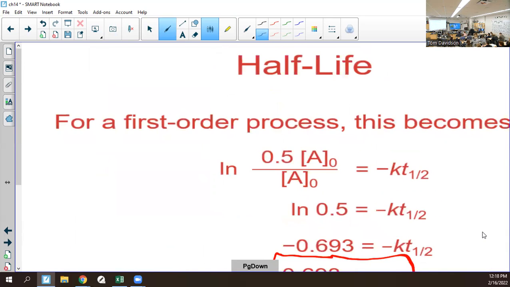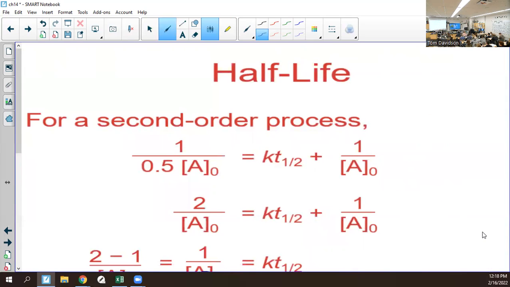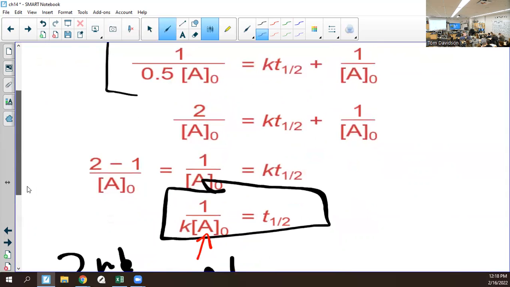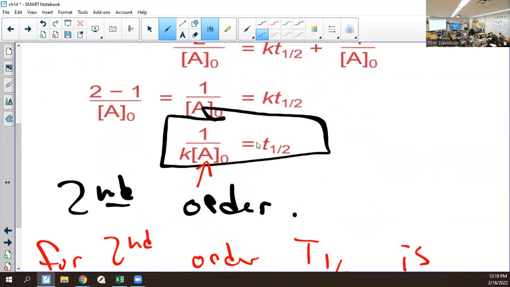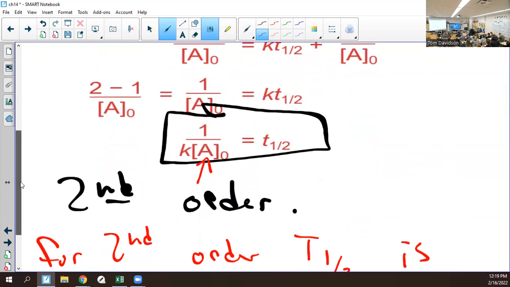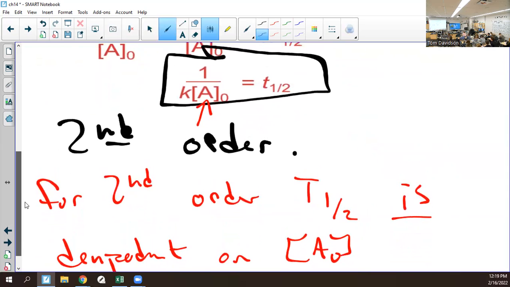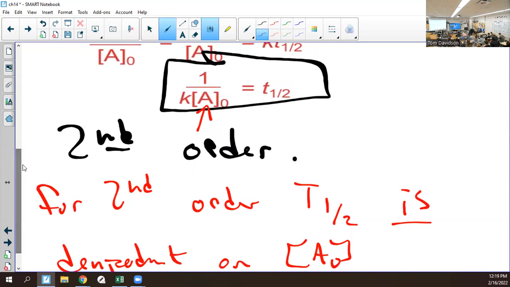So here we go for a second order process. And don't write all this math out. But for a second order process, we have a different integrated rate law, right? That means we have to plug in different things. And so we end up with the half-life being equal to 1 over the original concentration times k. So notice for a second order, the half-life is dependent on the concentration that you start with. Okay, so this is the only part you need to worry about. t 1/2 equals 1 over k times [A]0.